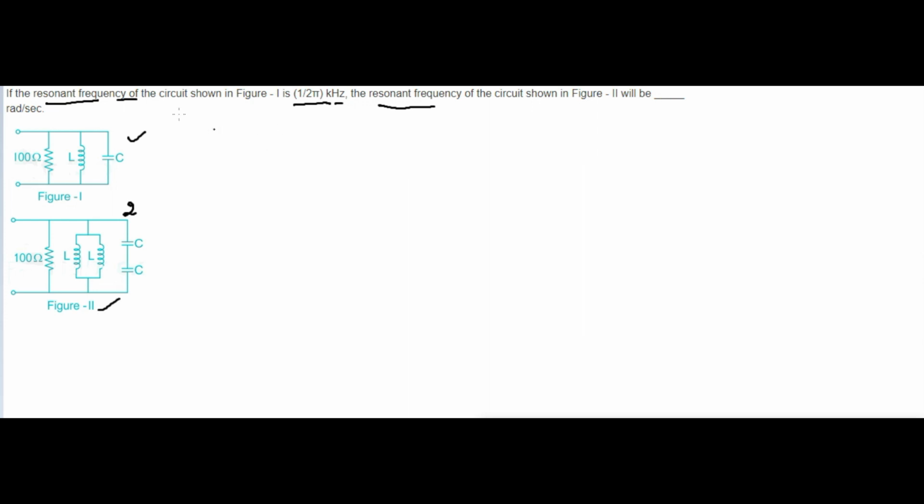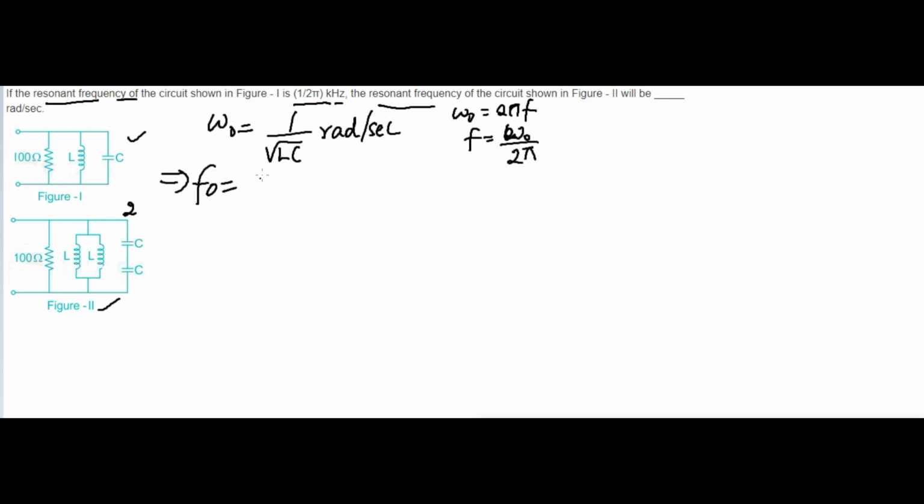For the resonance frequency, we have omega naught, which is equal to 1 divided by root LC, and the unit is radians per second. You know the formula omega is equal to 2 pi f. So f is equal to omega naught divided by 2 pi. So we have to make this omega naught divided by 2 pi.